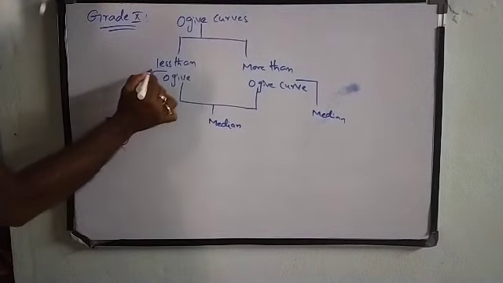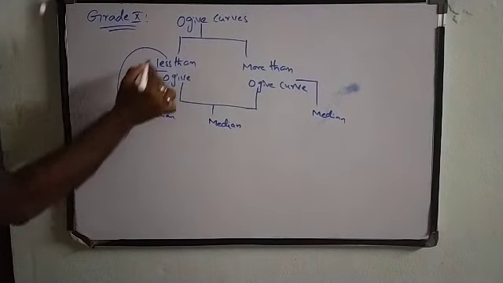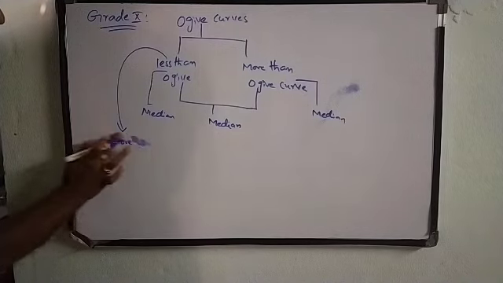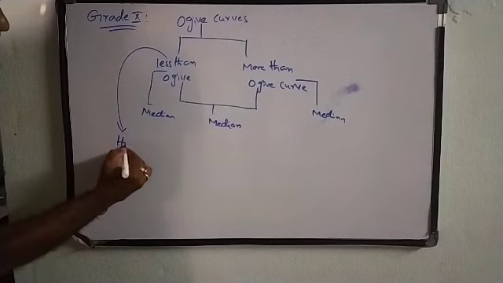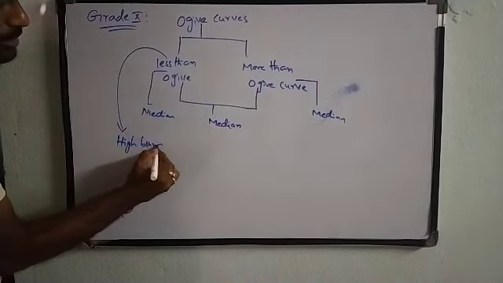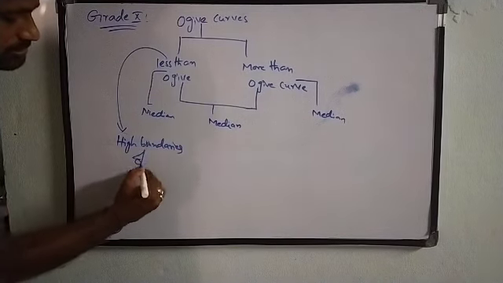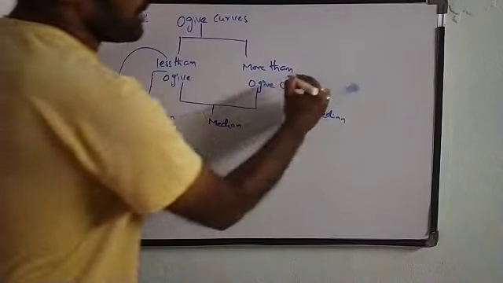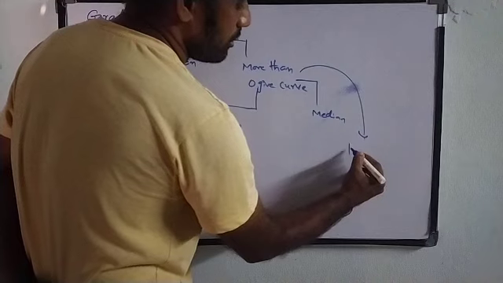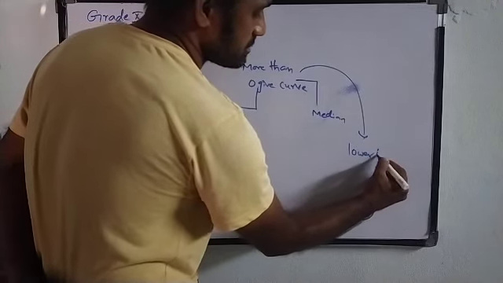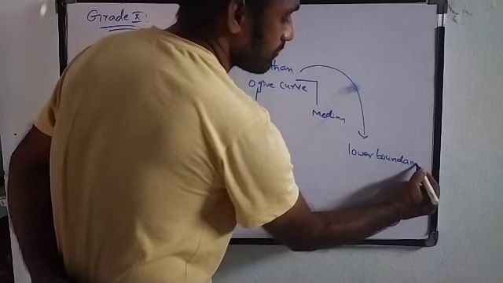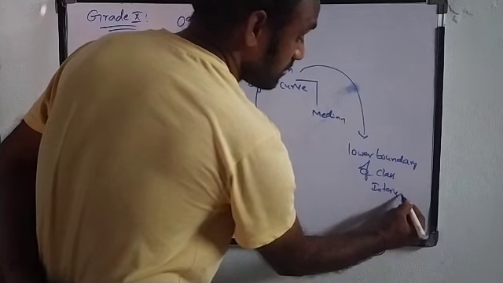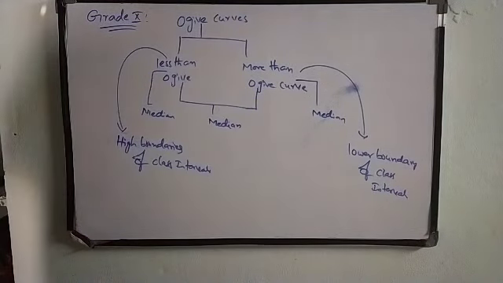The other important point is that while we are plotting the less than OG curve, we need to make sure that we take only the higher boundaries of the class intervals. Next, while we are taking the more than OG curve, we are going to take only the lower boundary of the class intervals. So these are the points which we have to remember.